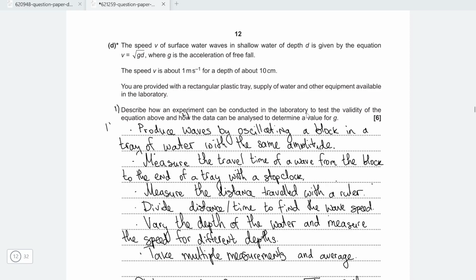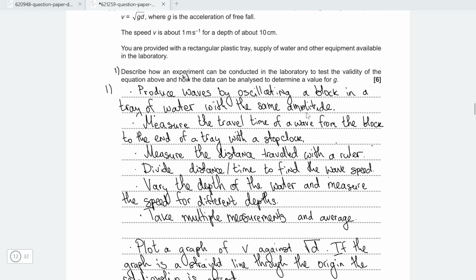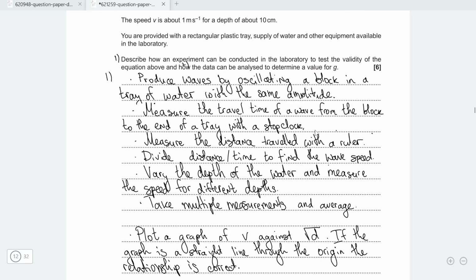So for our description of the experiment, which is part 1, we must produce the waves, for instance, by oscillating a block in a tray of water with the same amplitude. So this is really, really important. We're going to move a block up and down by the same amount, which will produce the same wave with the same amplitude. After that, we're going to measure the travel time of the wave from the block to the end of the tray with a stop clock.